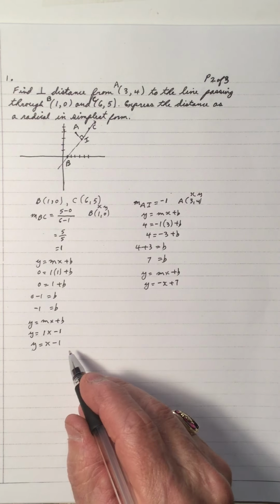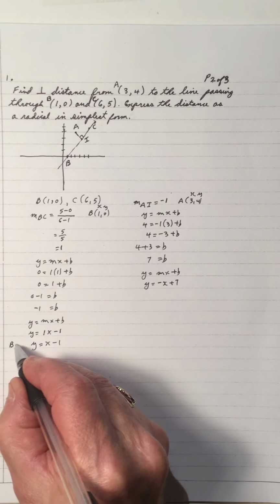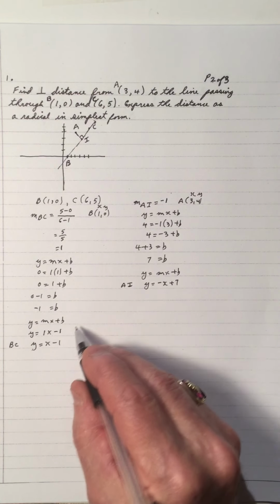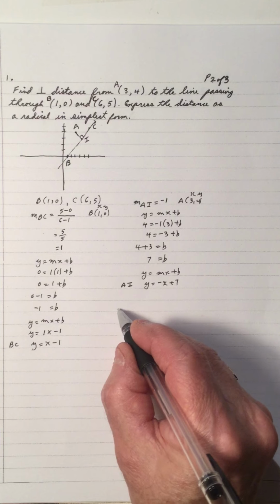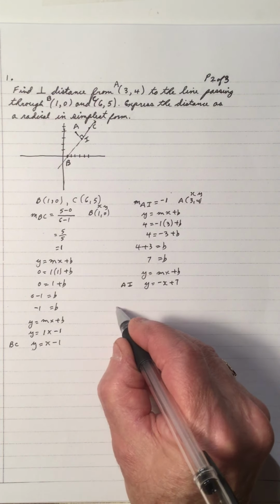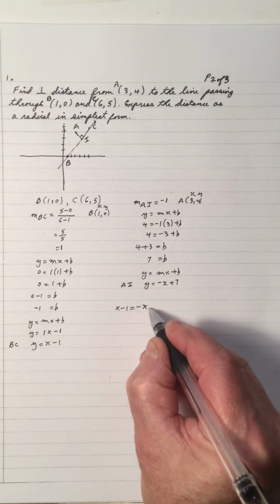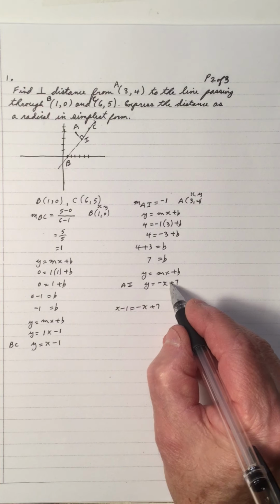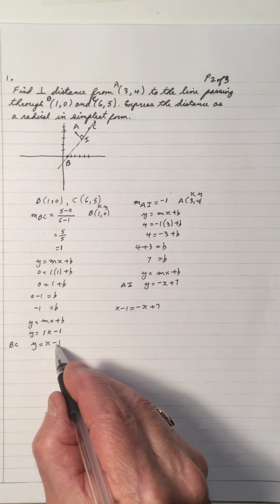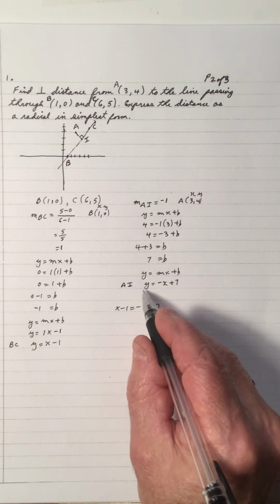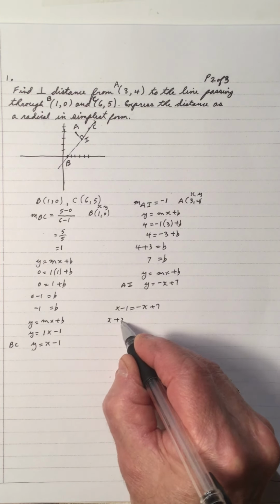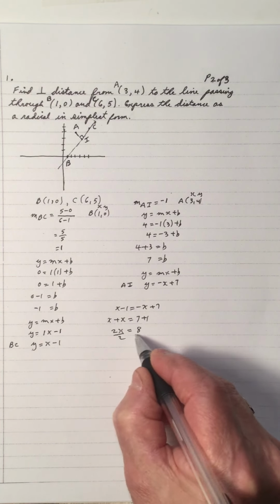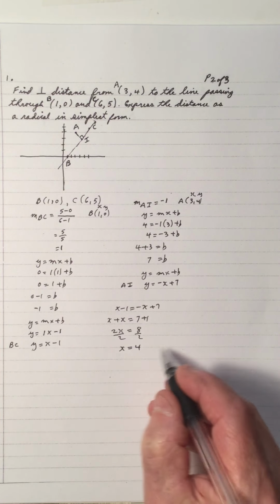So here are the two equations. This is the equation of BC, and this is the equation of AI. If we solve these two equations, we'll get the point of intersection. Because both equations are solved for y, I'm going to substitute x minus 1 in place of y. Now we can go x plus x equals 7 plus 1. 2x is equal to 8. Divide by 2, x equals 4.